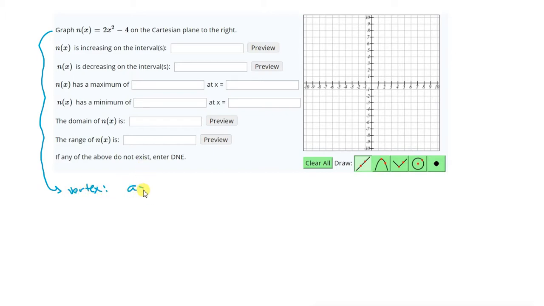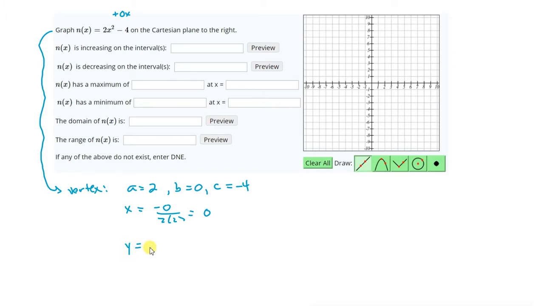Okay, my A is 2. What's my B? Notice there are 0 x's here, so my B is 0. What's my C? C is -4. Okay, so what's my vertex going to be? The x of the vertex is going to be -b over 2a, which is 0 over 4, which is 0.